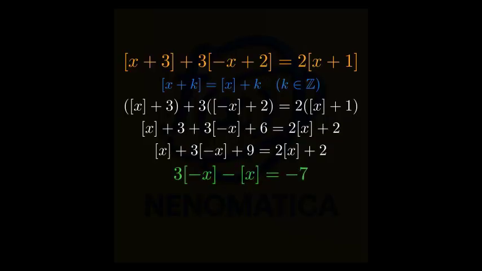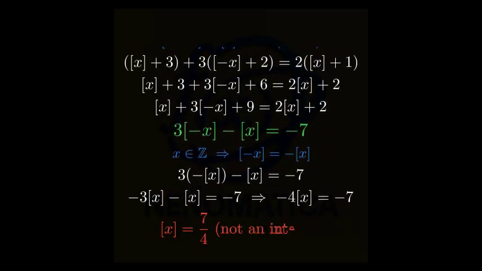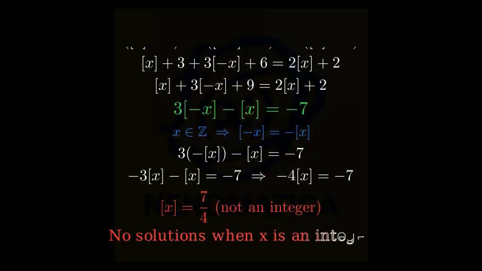Step 2. Case 1: x is an integer. For integers, floor of negative x equals negative floor of x. Substitute into the equation: 3 times floor of negative x minus floor of x equals negative 7. That gives negative 4 times floor of x equals negative 7. So floor of x equals 7/4, which is not an integer. This contradicts the definition that a floor value must be an integer. So there is no solution in the integer case.